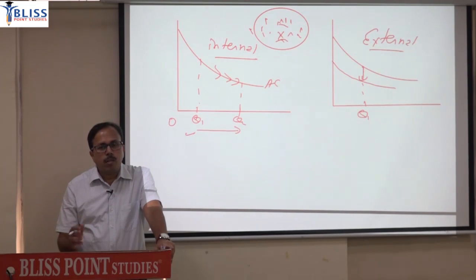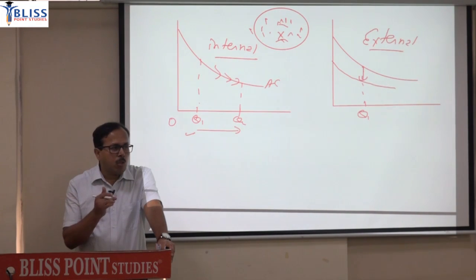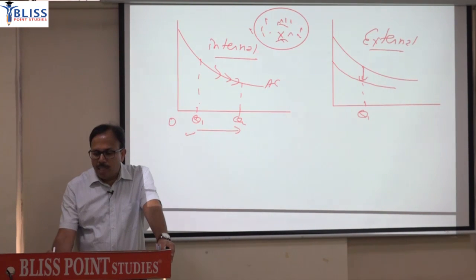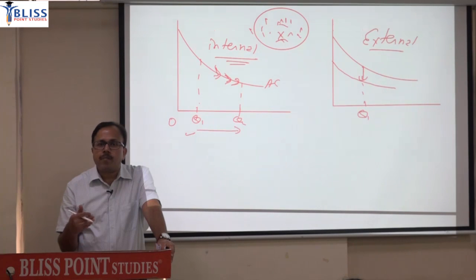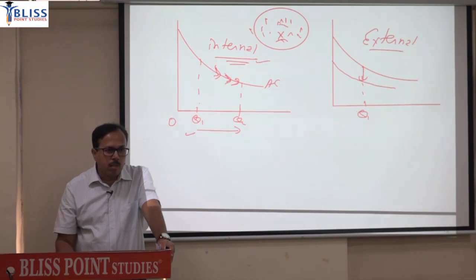If trade is allowed, then the market size expands. You can produce for the domestic as well as for the foreign market, and when you produce more, you realize the benefits of internal economies of scale, because your costs get reduced. So that will be the benefit of trade, and that is arising because of internal economies.